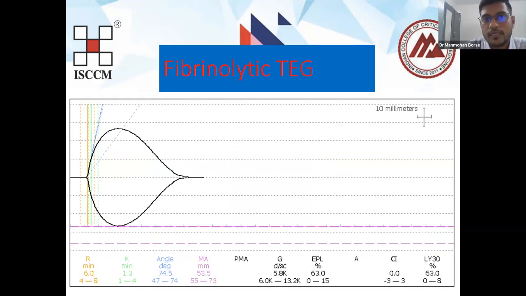And the third one, the last TEG of this session, the fibrinolytic TEG. You can see the lysis, which usually should happen at 30 minutes, is happening quite early. You can see the shape of it. R is okay, K is okay, alpha angle is okay, maximum amplitude is still acceptable. The normal is 50 to 70, so 53.5 is normal. But the lysis is 63%. There is a very rapid destruction of the clot. This is a fibrinolytic TEG. So here, what drug or what blood product will you use?